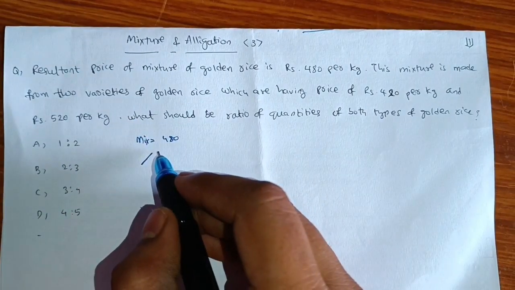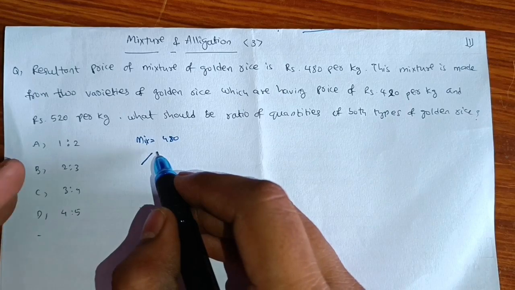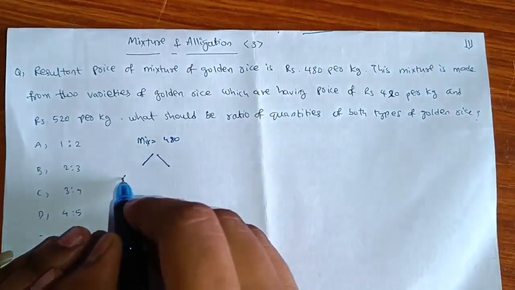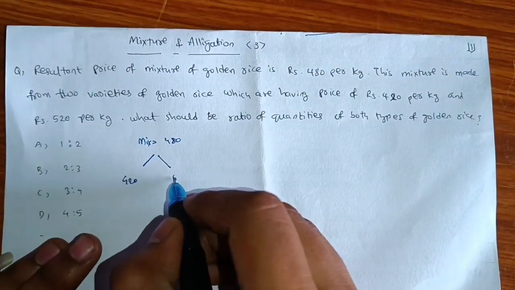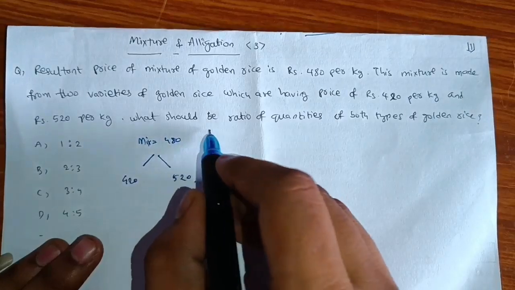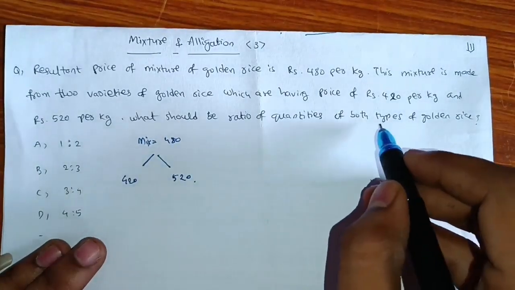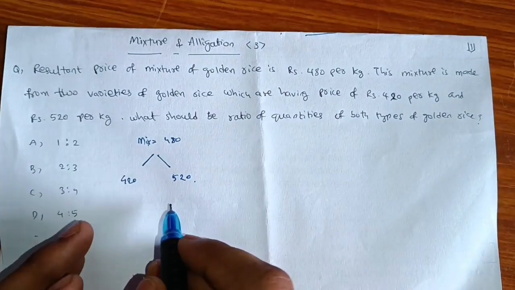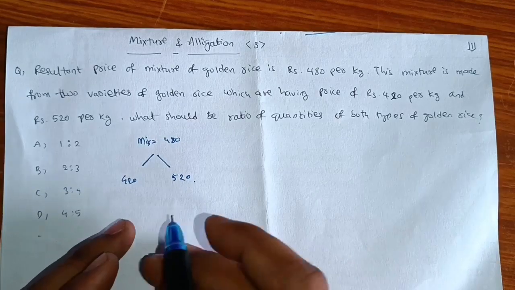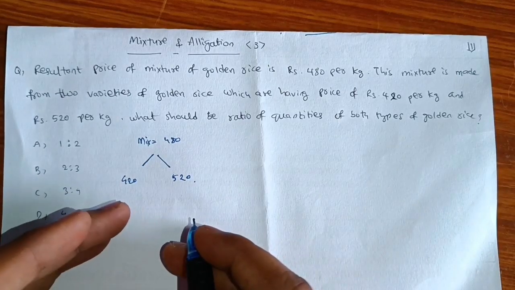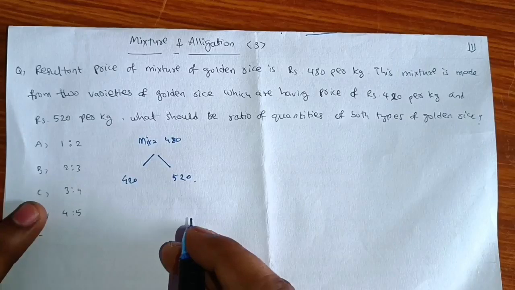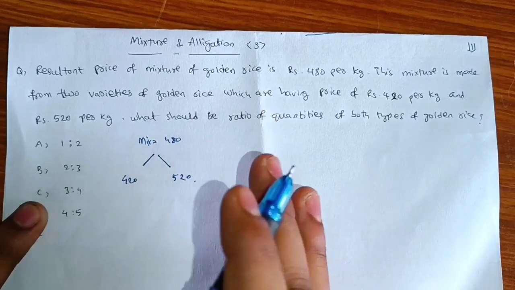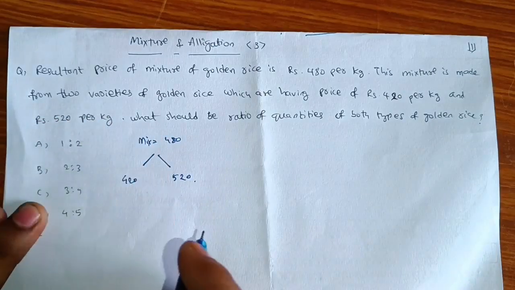So the gold and rice is made up of two varieties, one costing 420 and the other 520. What should be the ratio of the quantities of both types of gold and rice? So we need to find the ratio of mixing of these two varieties to make this mixture. To solve such questions, I will provide you the best trick, so apply it in the examination to save time.